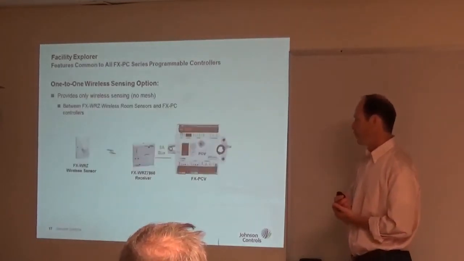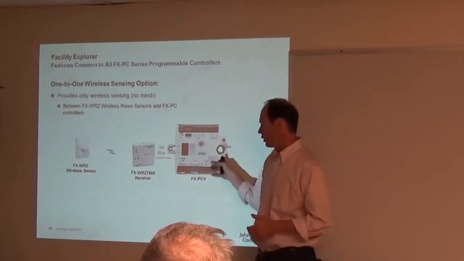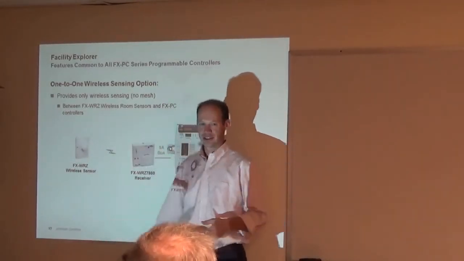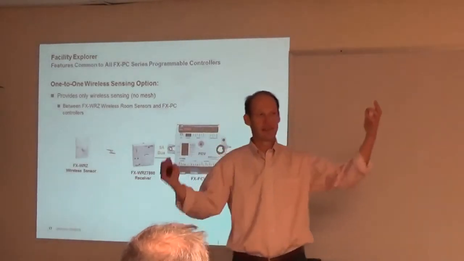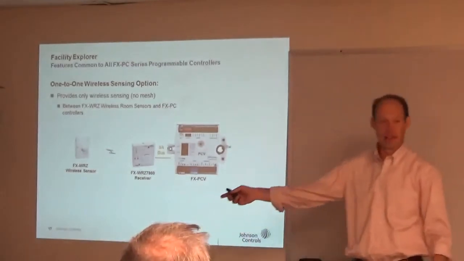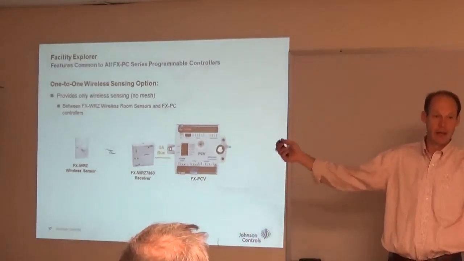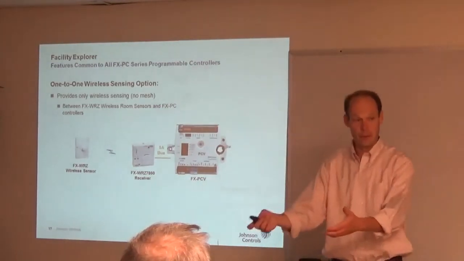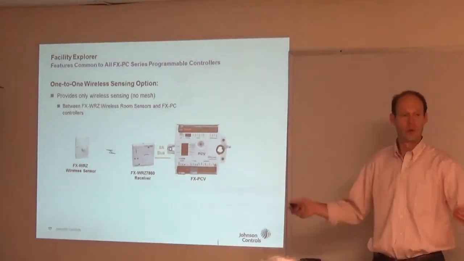One-to-one sensing option, I think we went over this as well. If I have any controller, I can add this WRZ7860, and I can have up to 5 wireless sensors here. And that's kind of cool because, like, safety system, right? I've got a VAV box controller up here, I've got my sensor on the wall, and I also have a refrigerator over here. And I want to take that refrigerator and catalog that time. I can add that refrigerator freezer sensor on there, no problem.